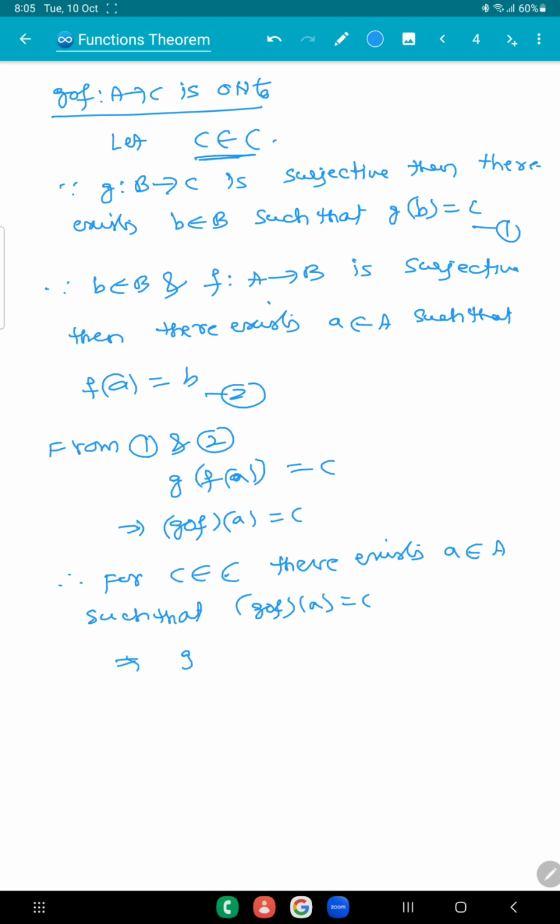That implies that g circle f from A to C is surjective. Therefore, it is both injective and surjective. Therefore, g circle f from A to C is bijective. This is the first theorem.